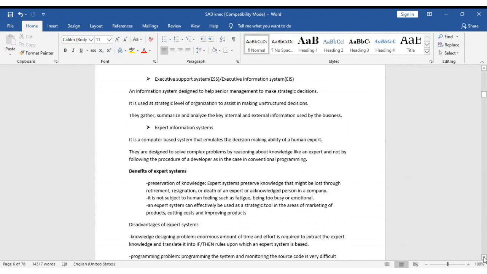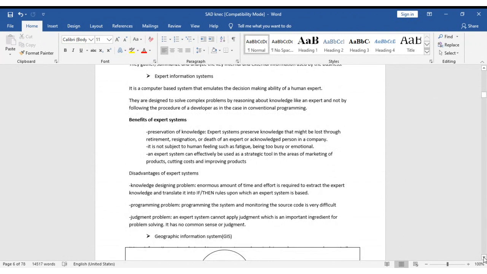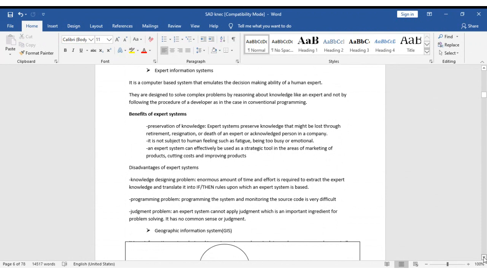Now, benefits of an expert system: preservation of knowledge. Expert systems preserve knowledge that might be lost through retirement, resignation, or death of an expert or knowledgeable person in a company. It is not subject to human feelings such as fatigue, being too busy, or emotional. An expert system can effectively be used as a strategic tool in the areas of marketing of products, cutting costs and improving product disadvantages. You can go through them there.